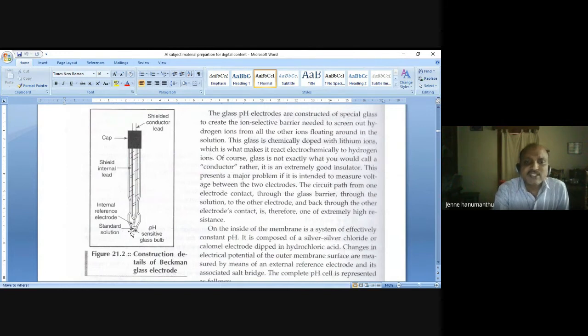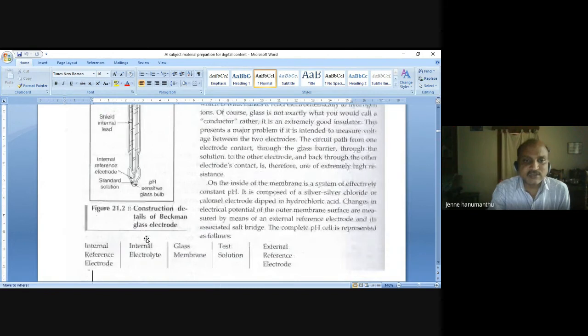Why is it called a pH sensitive glass bulb? Of course, it is a very thin glass which is sensitive to hydrogen ion activity. Because of that activity, we can easily measure the ion activity in any solution.